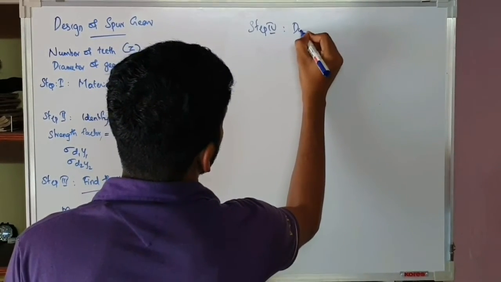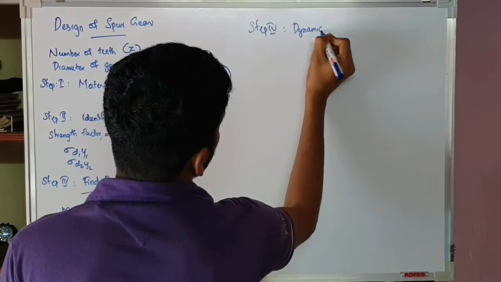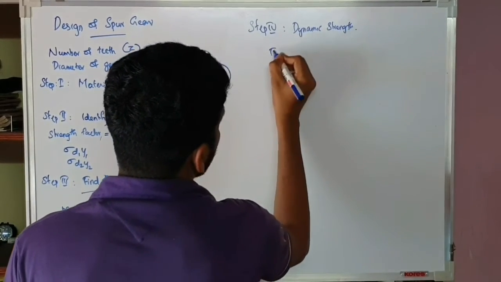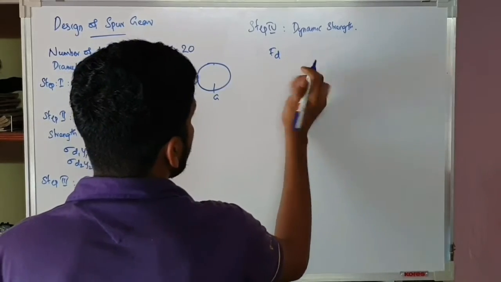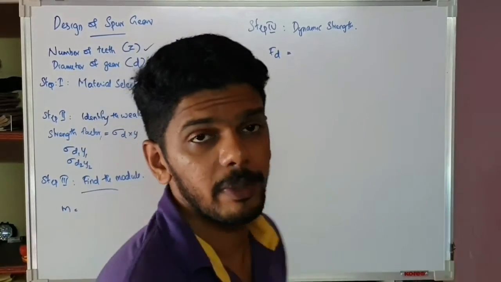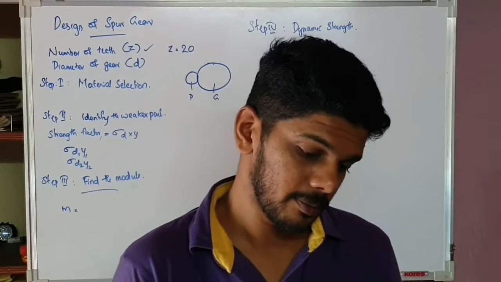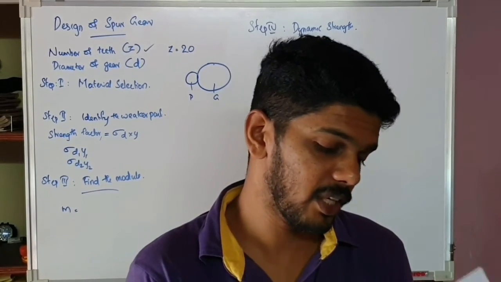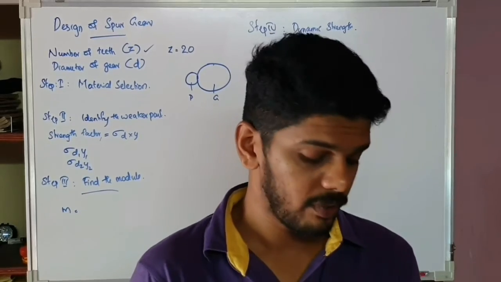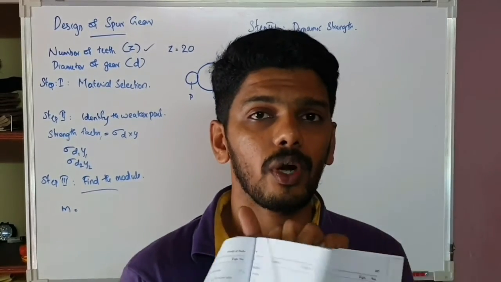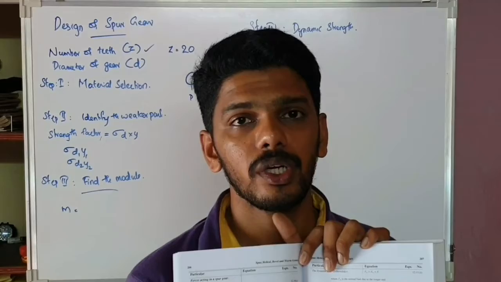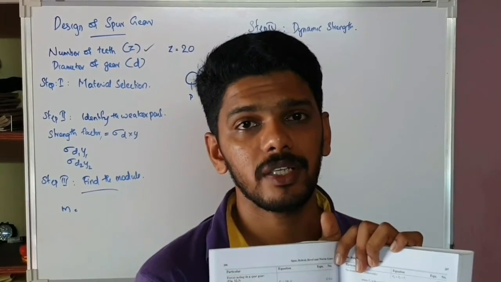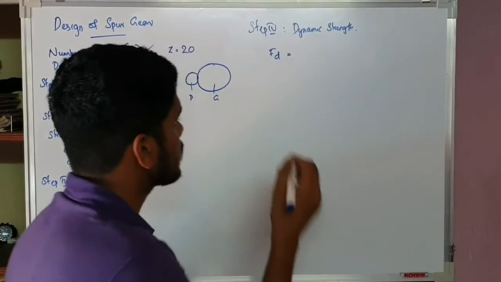Step 4, dynamic strength. For calculating the dynamic strength FD, we have an equation on page number 207, equation 12.12. Write down this equation, put in the values, and find the FD. Simple.